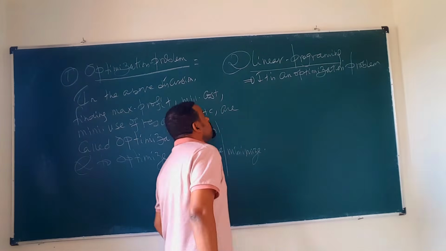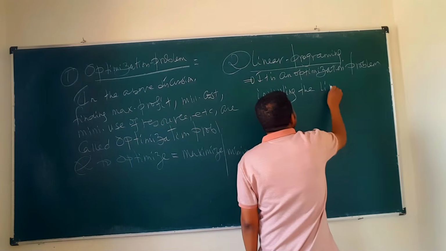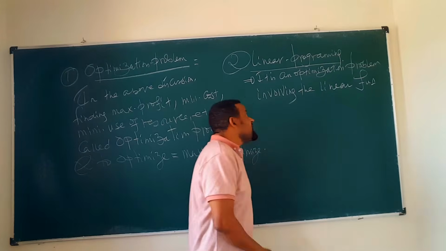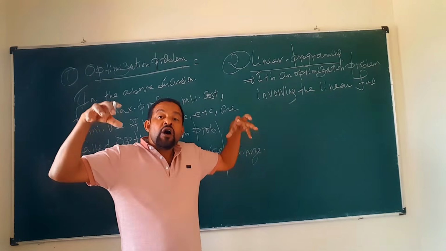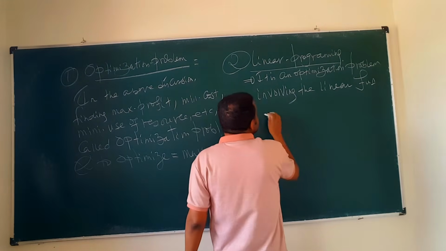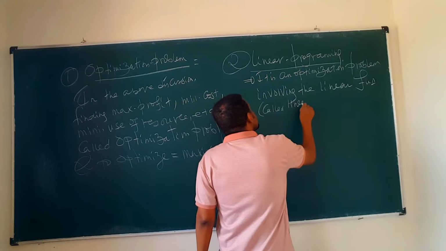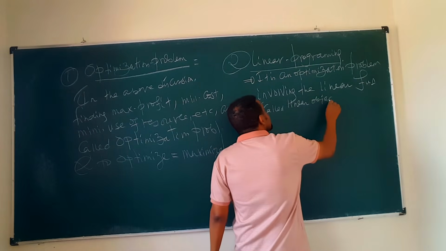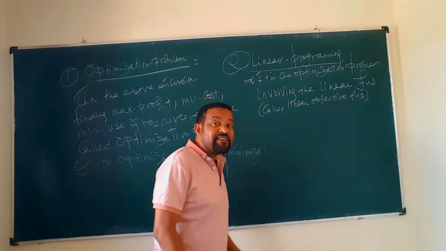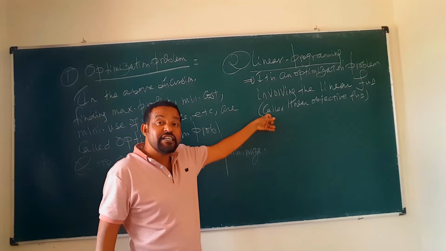But here linear programming is an optimization problem involving the linear function, which is called the linear objective function that we mentioned earlier. Involving the linear function, what we call it is, which is called the linear objective function.